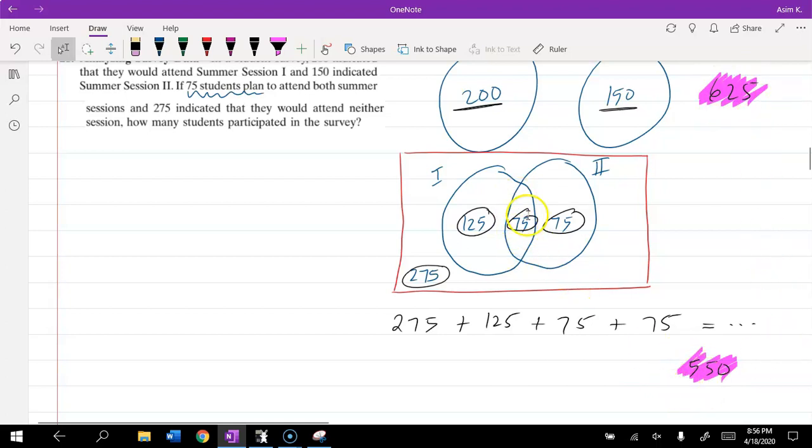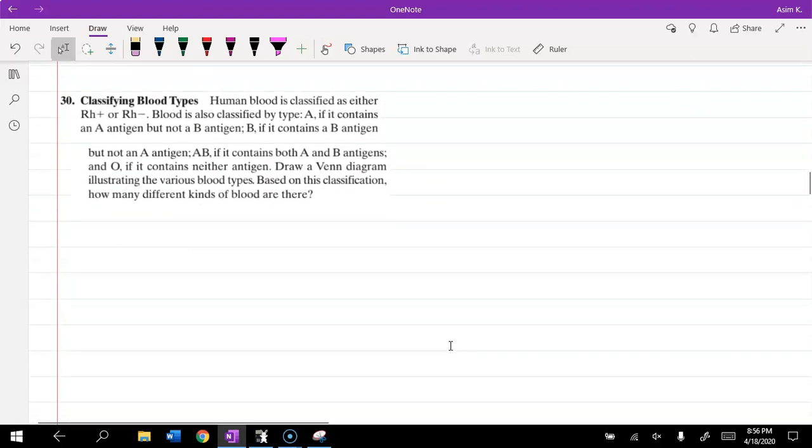And so that's what I'm trying to explain to you, is the double counting would occur if you didn't use the techniques that I'm showing to you. A Venn diagram is just a really nice way to kind of organize your thoughts onto paper.